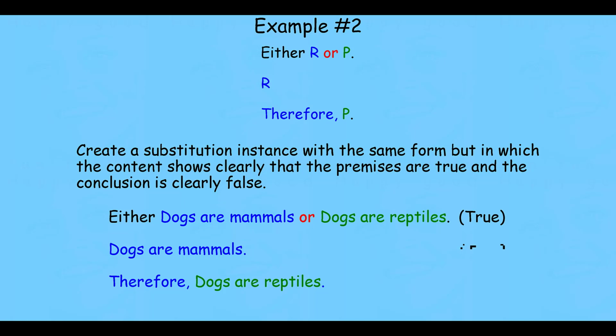Clearly my first two premises are true. Then my conclusion is obviously false. And so I've created a successful counterexample. I've shown how the logical structure of this argument is such that it's possible for the premises to be true and the conclusion to be false. And I've done so in a way that the content helps us to see that flaw in the argument's underlying logical structure.